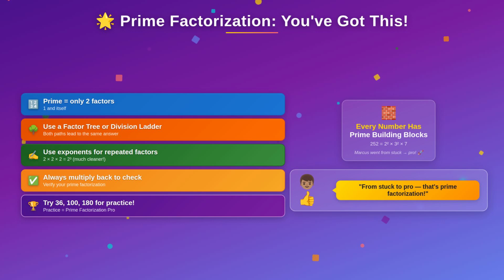You now have a seriously powerful math skill. Practice with a few numbers tonight. Try 36, try 100, try 180, and you'll be a prime factorization pro in no time. You've got this.